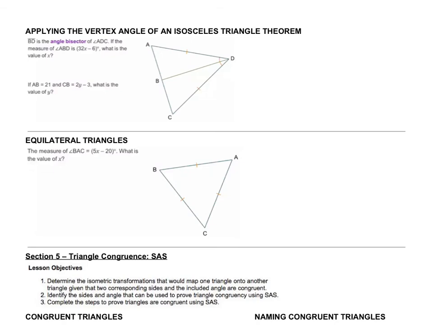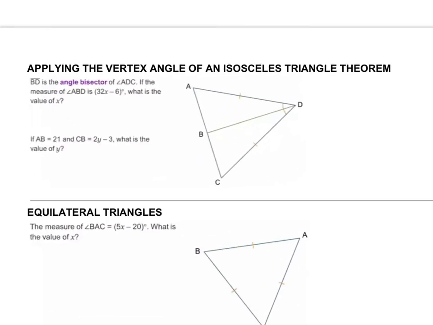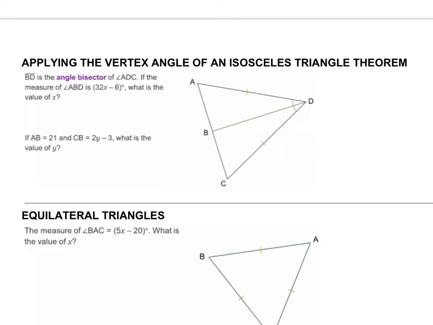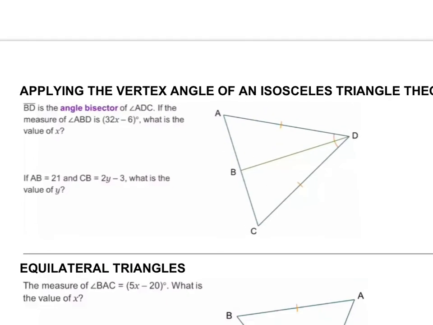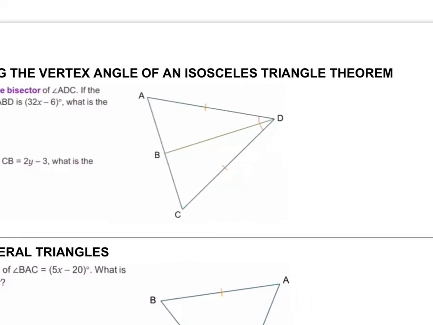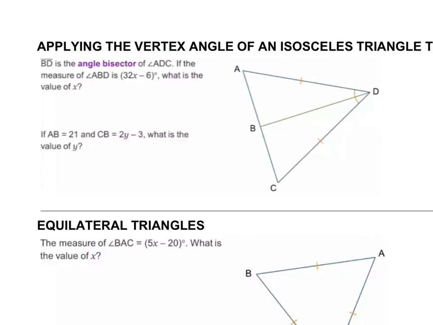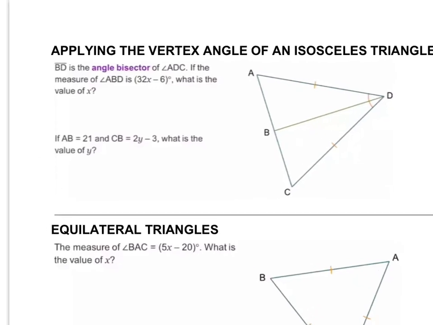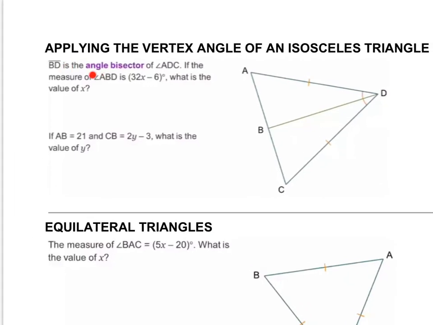Okay, so on this page, let's talk about a couple things real quick. We're applying the vertex angle of an isosceles triangle theorem. If I know that BD is the angle bisector of angle ADC, then I know this is going to create a right angle and that these two segments are congruent. I also know that angle C and angle A are congruent.